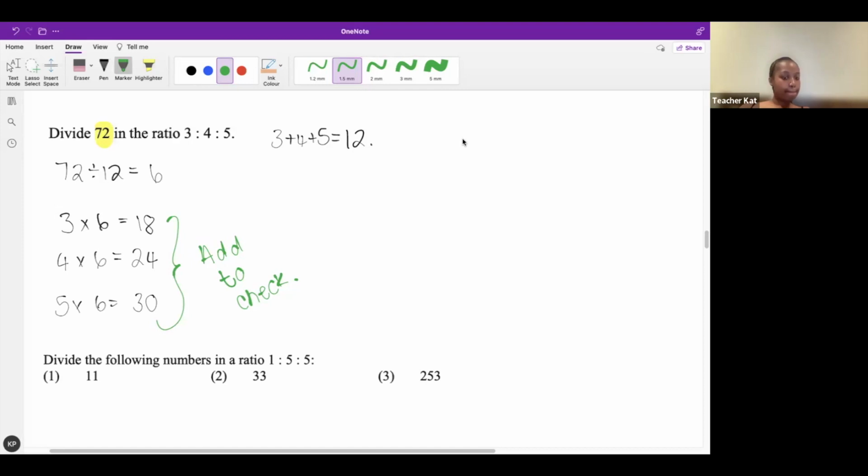I wanted to ask, ma'am, is it still okay if you add the three ratios together and then put it in different parts, or does that work in a different kind of ratio? What do you mean? Like you add 3 plus 4 plus 5, then when you get 12, you say 3 over 12 is to 4 over 12 is to 5 over 12.